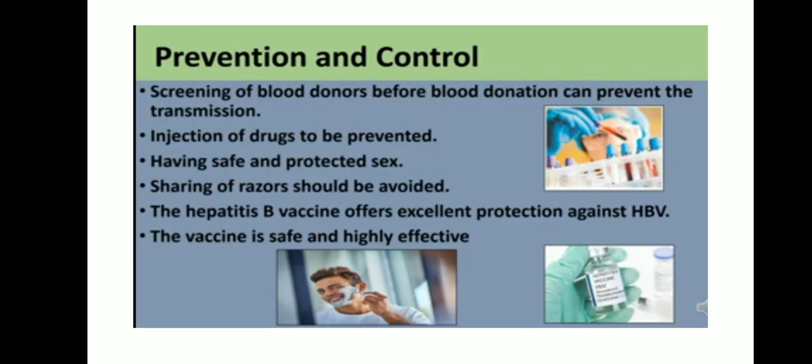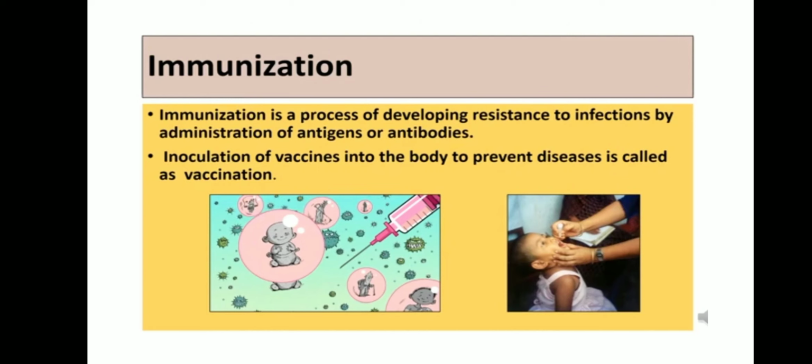Next, let's see about immunization. What is immunization? It is a process of developing resistance to infections by administration of antigens or antibodies. These antibodies are given to the body in the form of injection. Naturally, our body has got capacity to produce the antibodies. Even then, this vaccine is helpful in producing the antibodies. Antibodies are nothing but a kind of immune system.